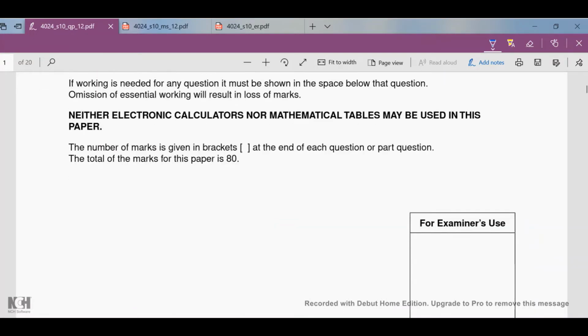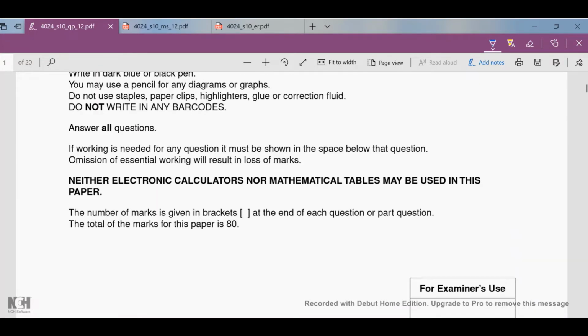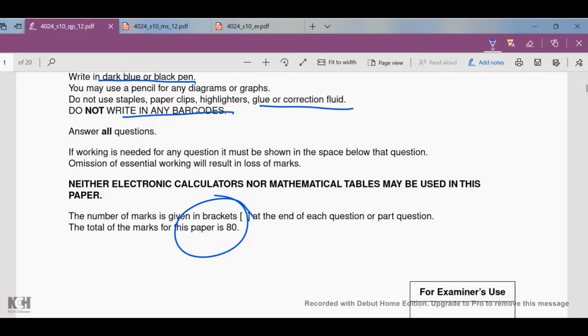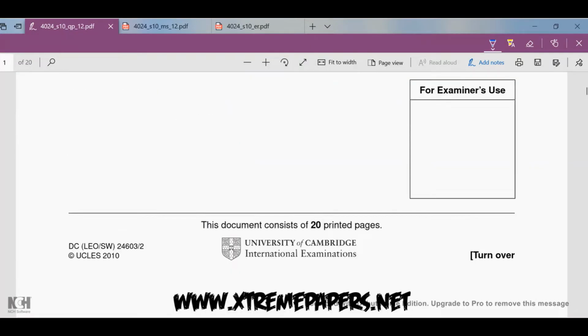Okay, as we cannot use calculator, something is very important. Do not write on the barcode, write in blue or black pen. You cannot use glue or correction fluid. This is 80 marks. And one very important thing is we need to write the angle in one decimal place. Just remember, don't forget it.